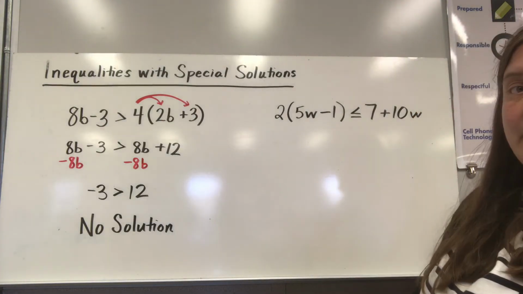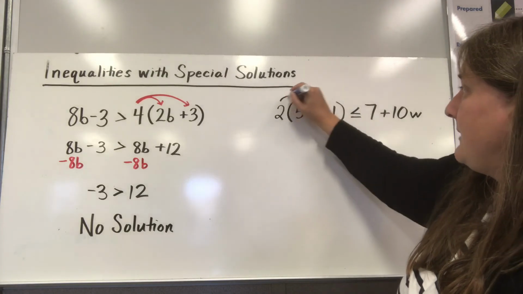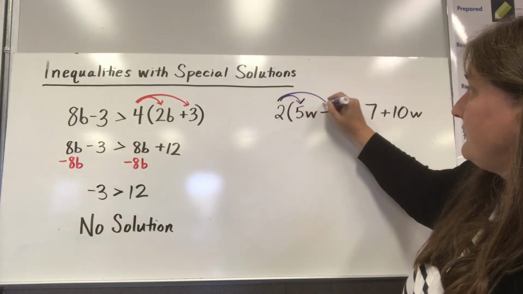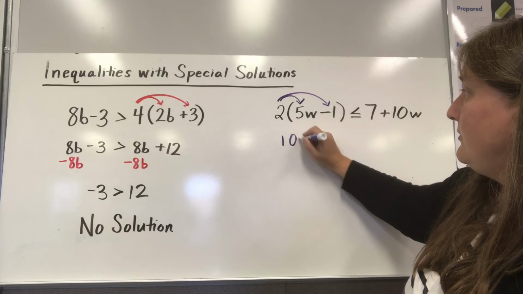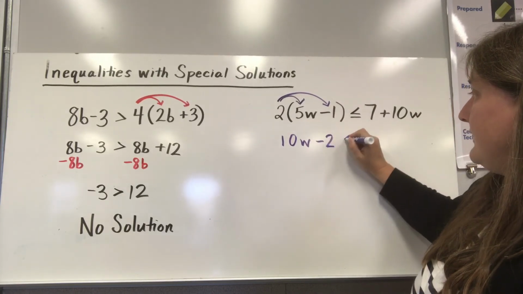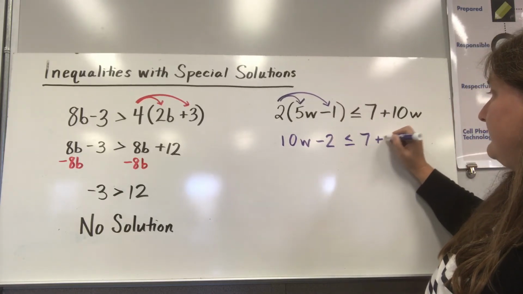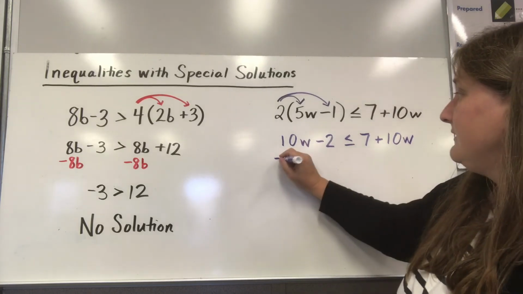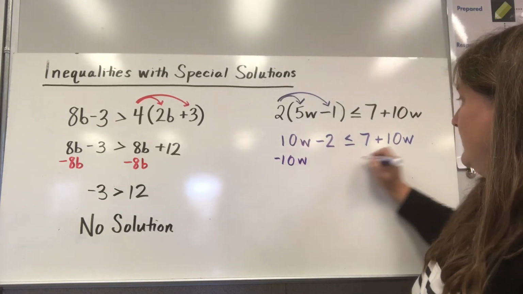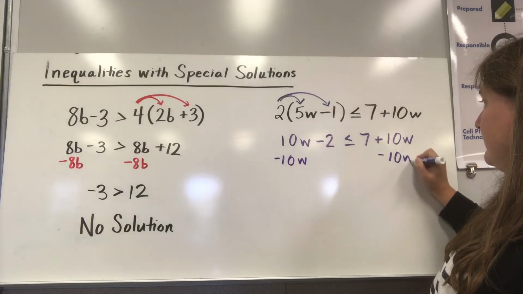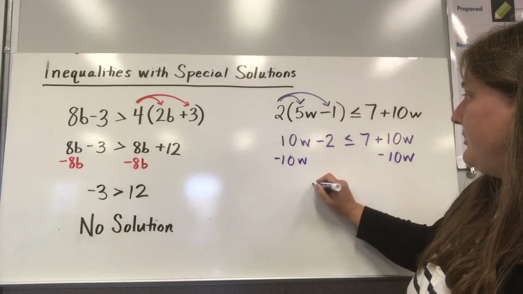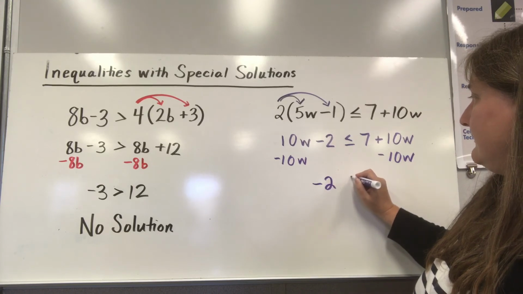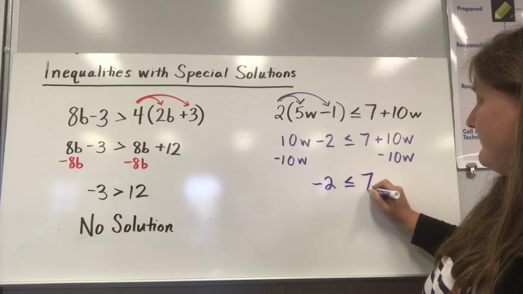Let's try this one together. So I'm going to simplify once again by distributing on this first side. I'm going to get 10w minus 2 is less than or equal to 7 plus 10w. The next thing I'm going to do here is subtract 10w from each side, and I'm left with negative 2 is less than or equal to 7.